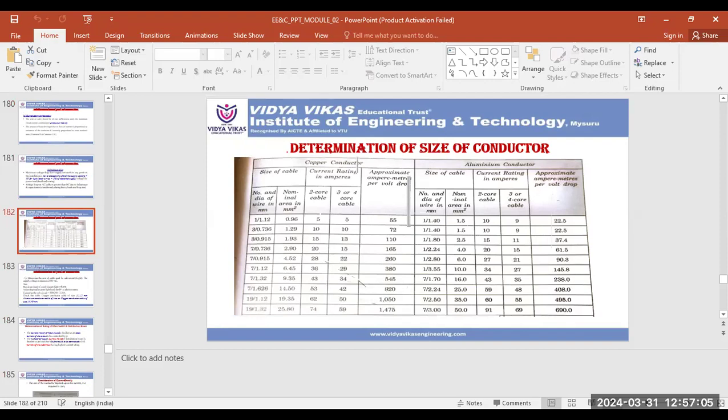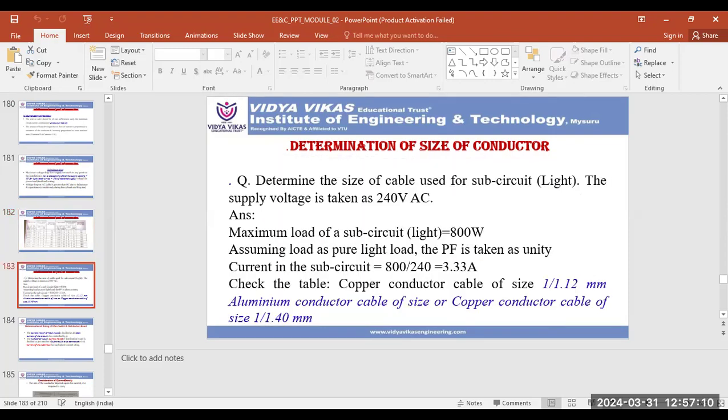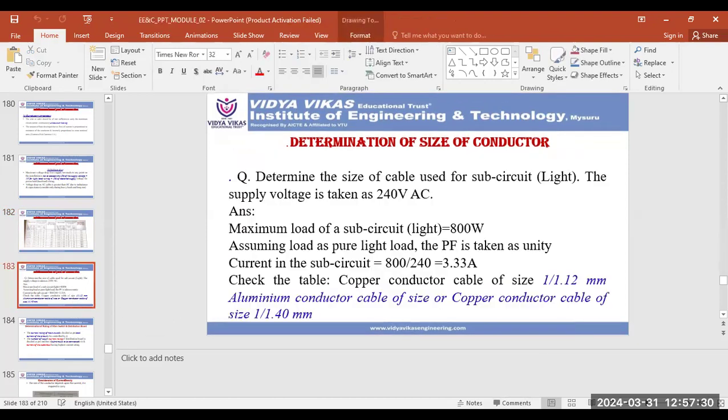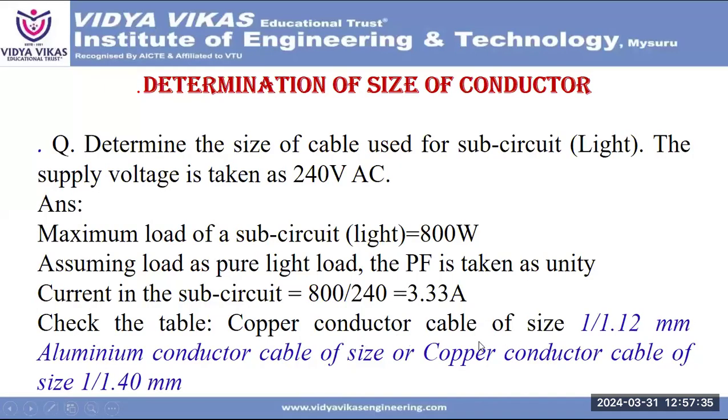Now take the 2 core wire at 5 ampere. 3.3 ampere is less than 5 ampere, so you need to take the 1 bar 1.12 ampere row. Here take the copper conductor. Find the copper conductor table. This much is copper conductor, this much is copper conductor, this much is aluminum conductor. We get 3.3 ampere, which is less than 5 ampere, so take this row, 1.12.